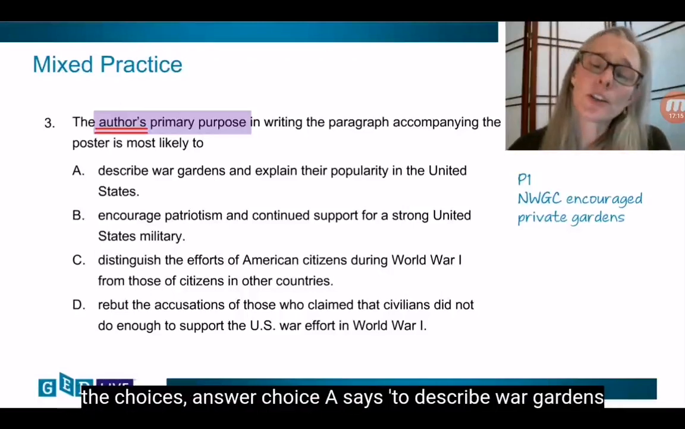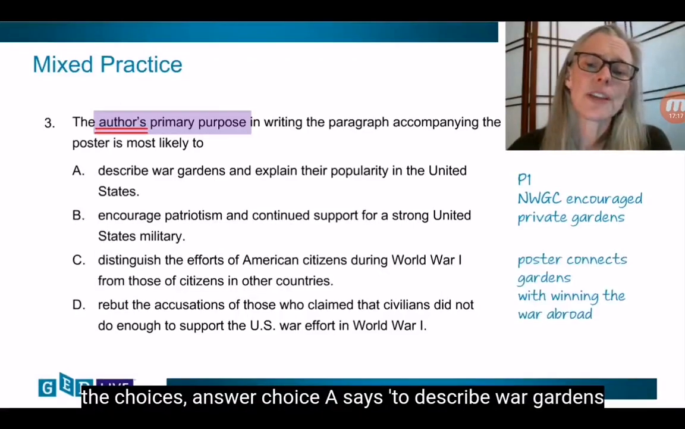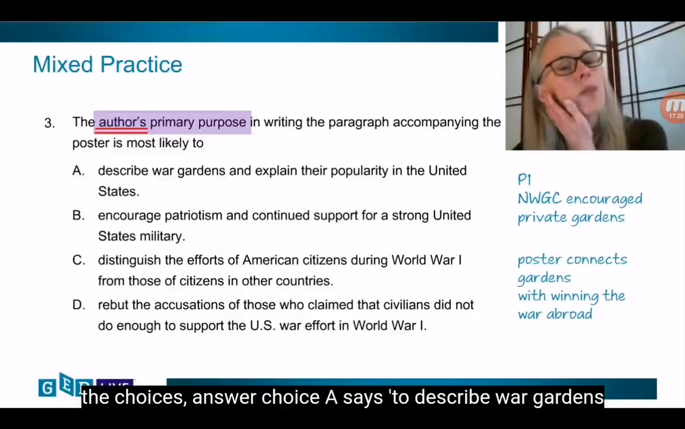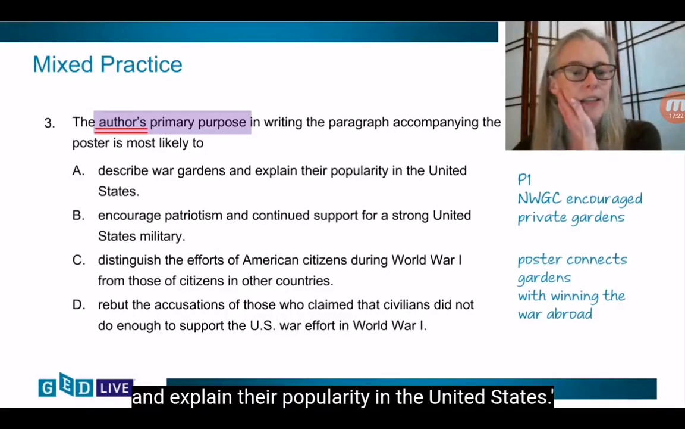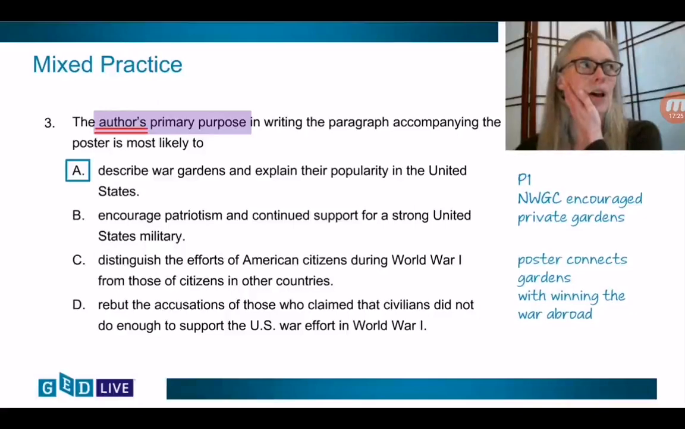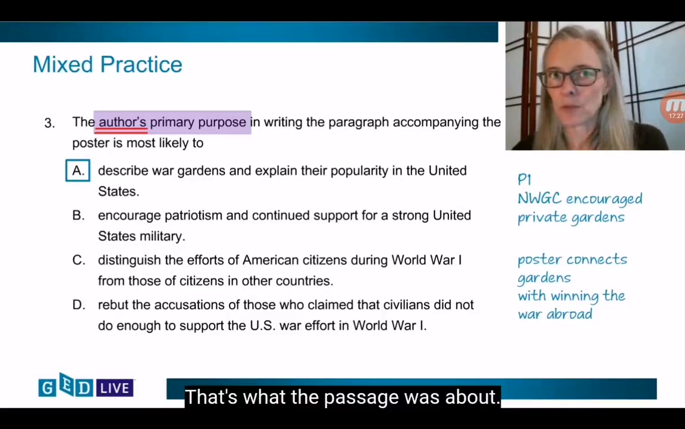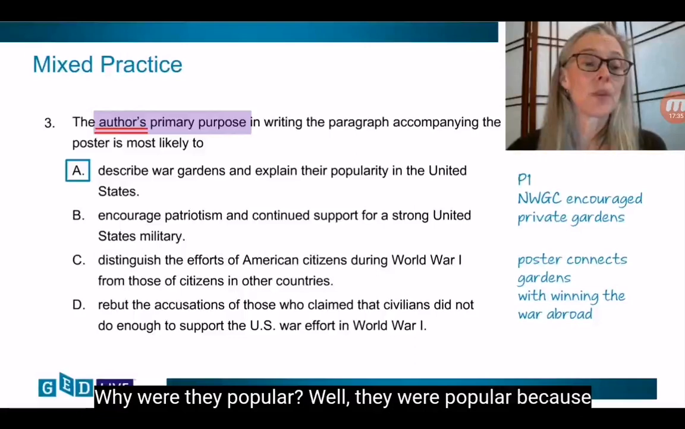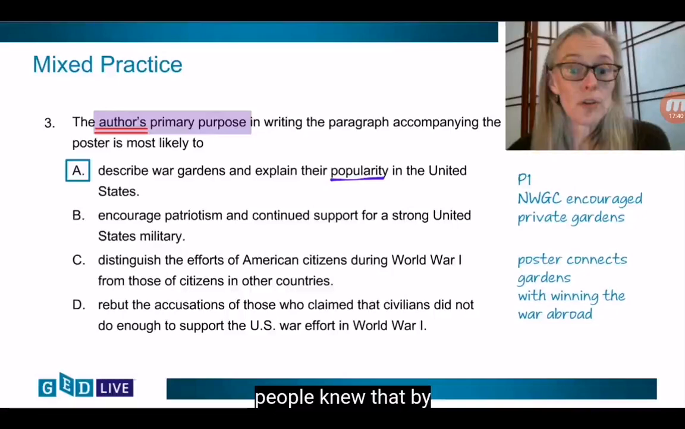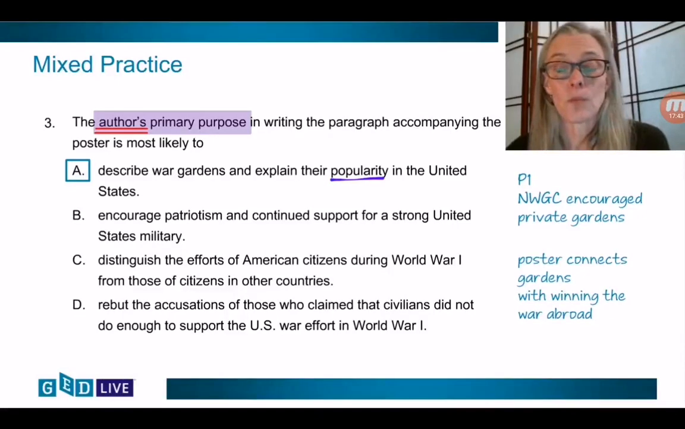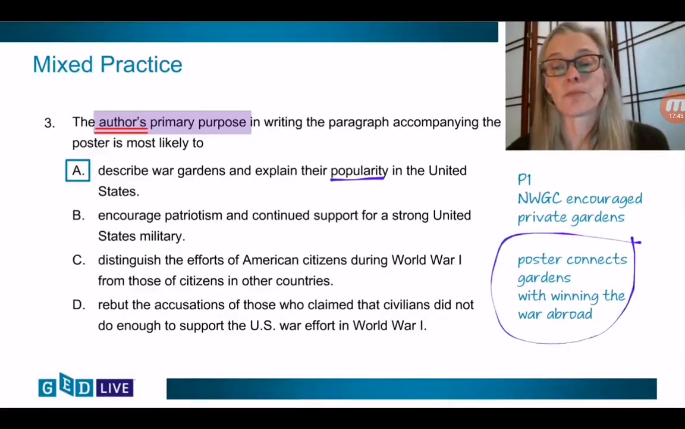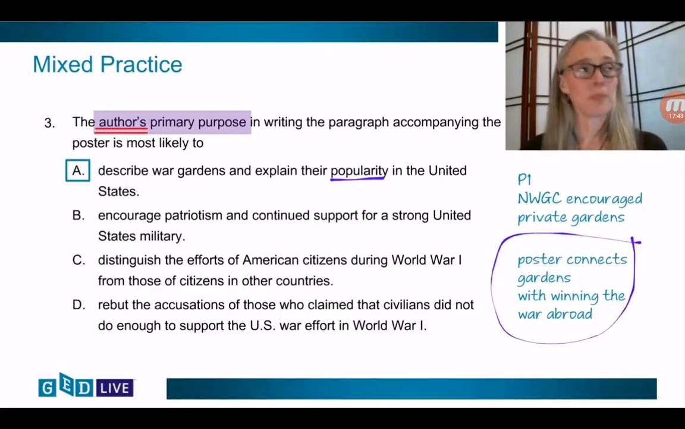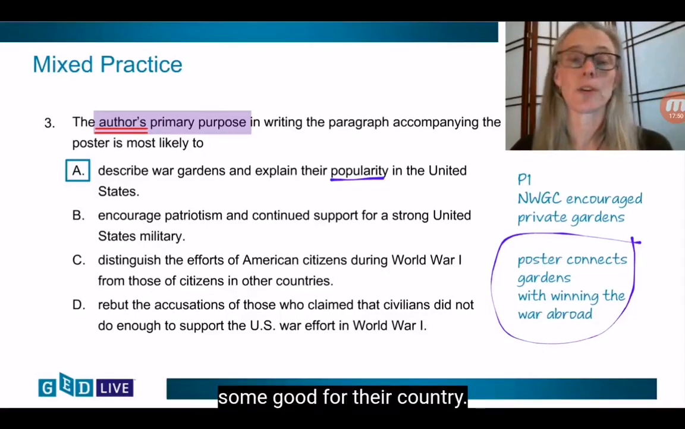Okay? Now, when we look at the choices, answer choice A says to describe war gardens and explain their popularity in the United States. That's what the passage was about. Described war gardens, yes, and explained their popularity. Why were they popular? Well, they were popular because people knew that by planting these gardens, they'd be helping the war effort. They made people feel like they were doing some good for their country.